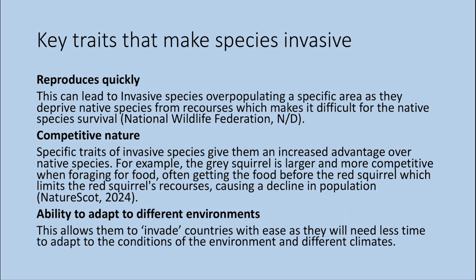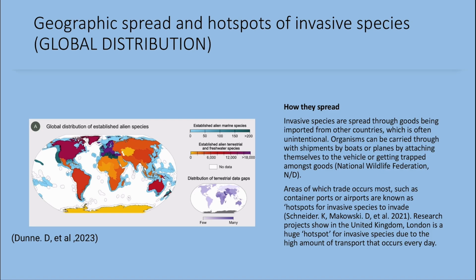Key traits that make the species invasive include that they reproduce quickly, they have a competitive nature, and they have the ability to adapt to different environments. Invasive species spread through goods being imported from other countries. This is often unintentional. Research projects show that London is a huge hotspot for invasive species due to the high amount of transport that occurs every day.